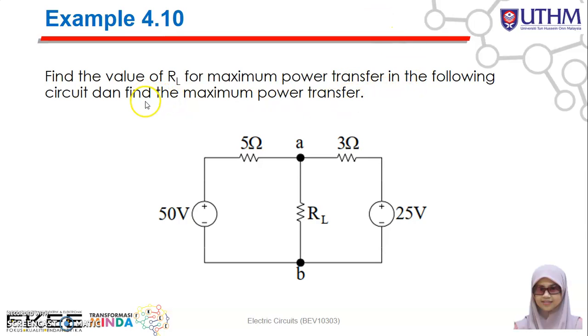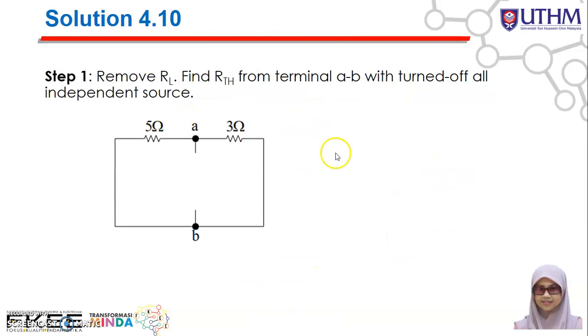Then after that, we need to find the maximum power transfer. Meaning that here you need to find what the P max is when RL is equal to R Thevenin. So the solution for this example: basically you need to find the equivalent Thevenin circuit first. In step number 1, first of all, we need to remove your RL, and then you turn off your independent source. Then after that, you need to find the R Thevenin, which is the equivalent resistance from the terminals AB.